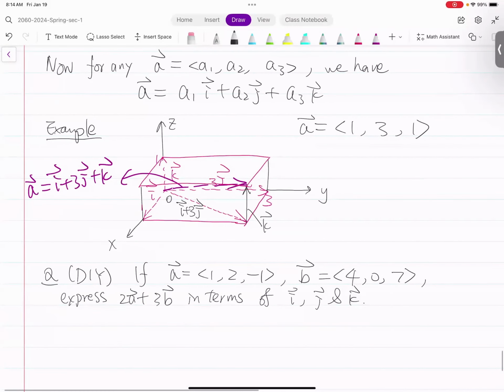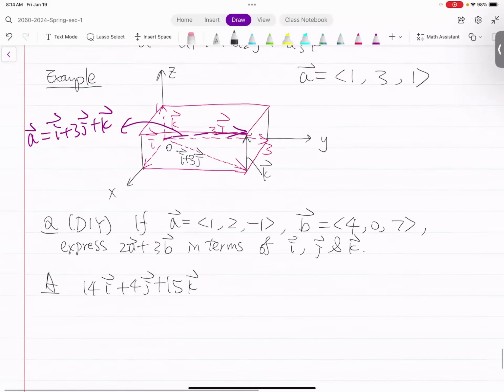So basically what you do is just multiply the multipliers in front of the vectors, right? So that's component-wise multiplication, because this is scaling, and then for every component we just add things up. So you can check that the answer should be 14i plus 4j plus 15k. Make sure to work on that yourself.